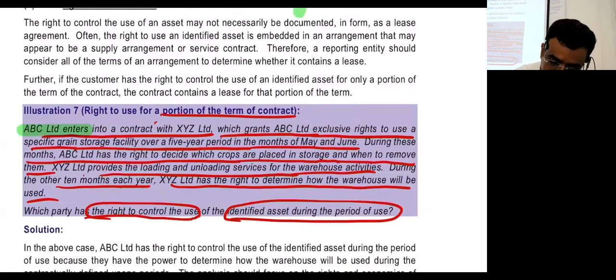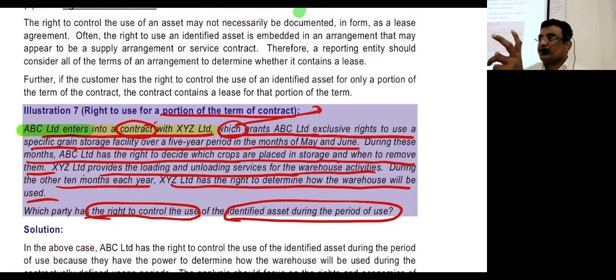ABC Limited enters into a contract with XYZ Limited. Yes or no? Which grants, meaning who? XYZ or ABC? Which grants? ABC Limited exclusive rights. The contract grants, not this limited, the contract means. Right? The contract grants ABC Limited exclusive rights to use the specific grain storage facility. And they gave rights to exclusively use the storage facility.